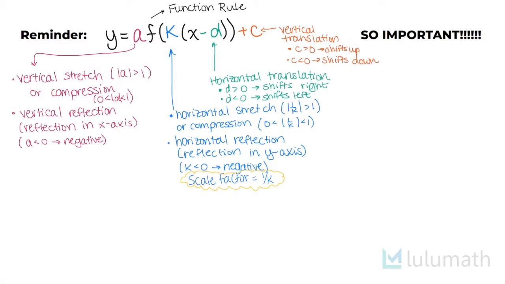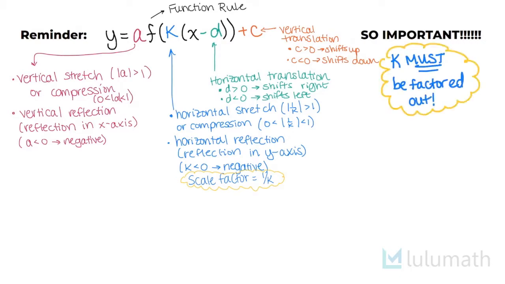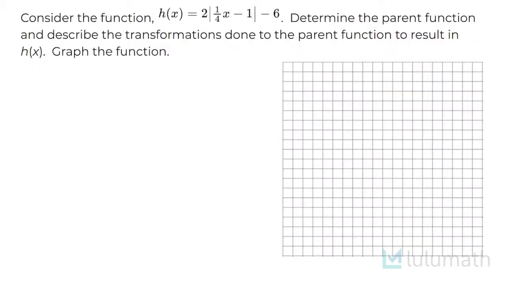And a really important note that you cannot forget is that this k is k multiplied by the quantity x minus d, which means that k must be factored out. Otherwise, the d value will be inaccurate. All right, let's go ahead and apply the information. So we're going to consider the function given to us right here.